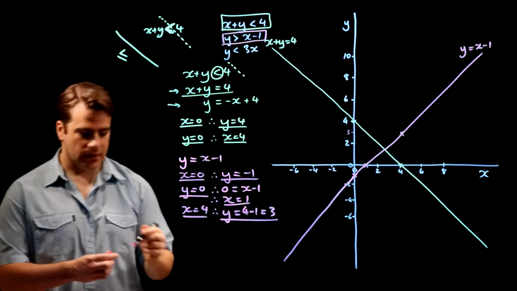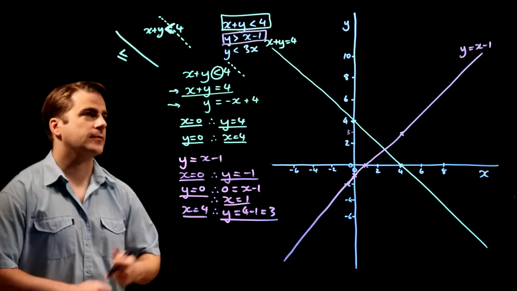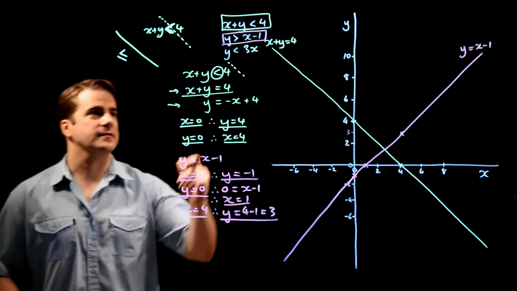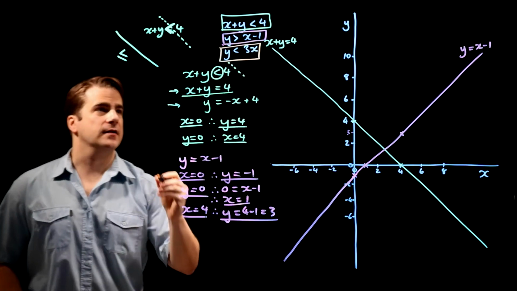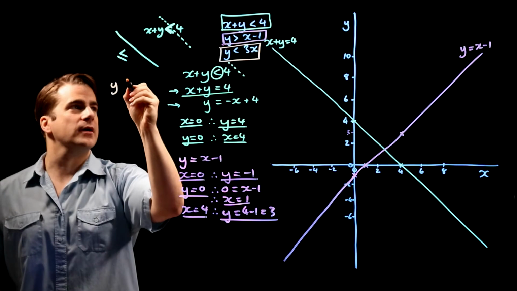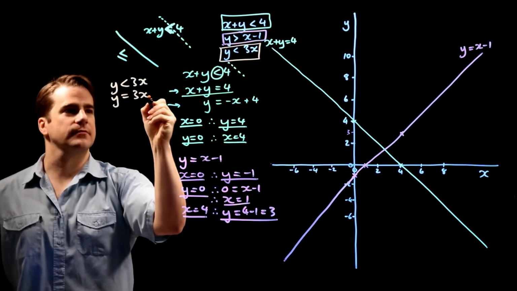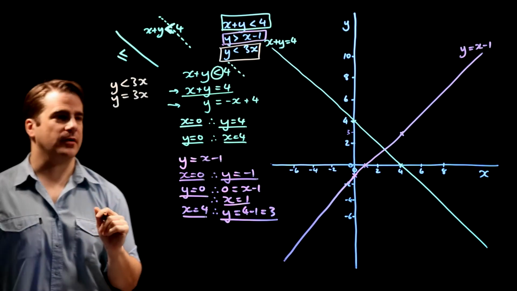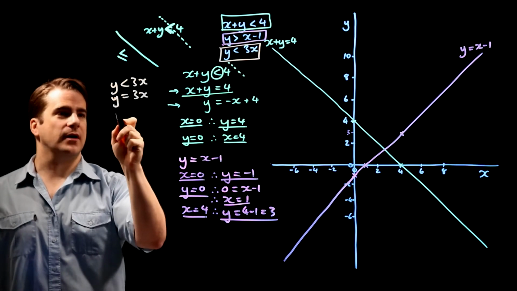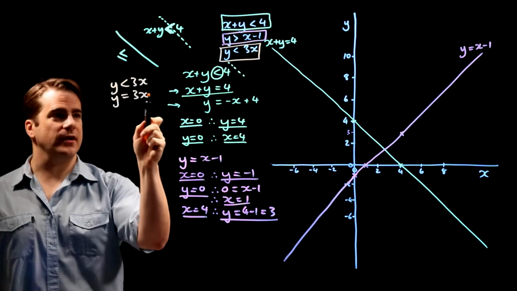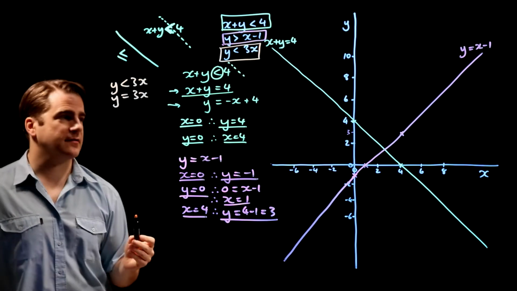Good. Right, final one. Change of colour. y is less than 3x. Right. So, y is less than 3x. First thing, write it as y equals 3x. And then get it in the form y equals mx plus c. It's already in the form y equals mx plus c. Y equals mx, gradient m is 3, plus c, c is 0. Okay, so y is 3x.